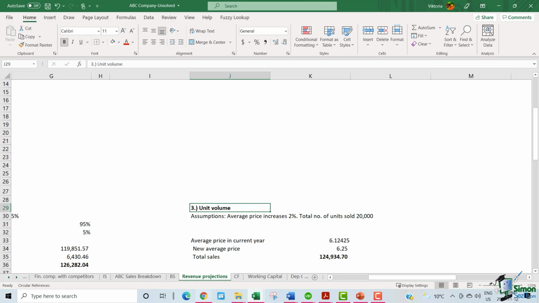The next approach is called the unit volume approach. This method is appropriate for businesses that have a simple product mix. It permits analysis of impacts of several key variables. For instance, if we assume that the average price increases 2% and the total number of units sold are 20,000 next year, we can calculate the total sales.